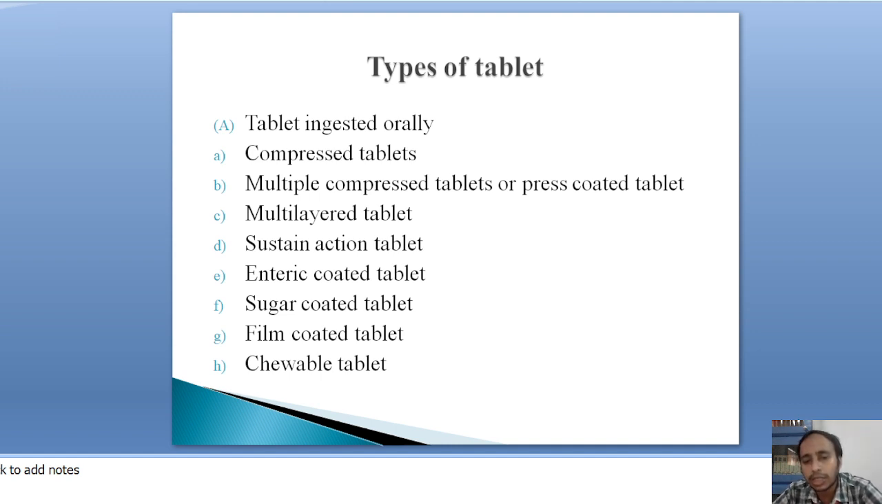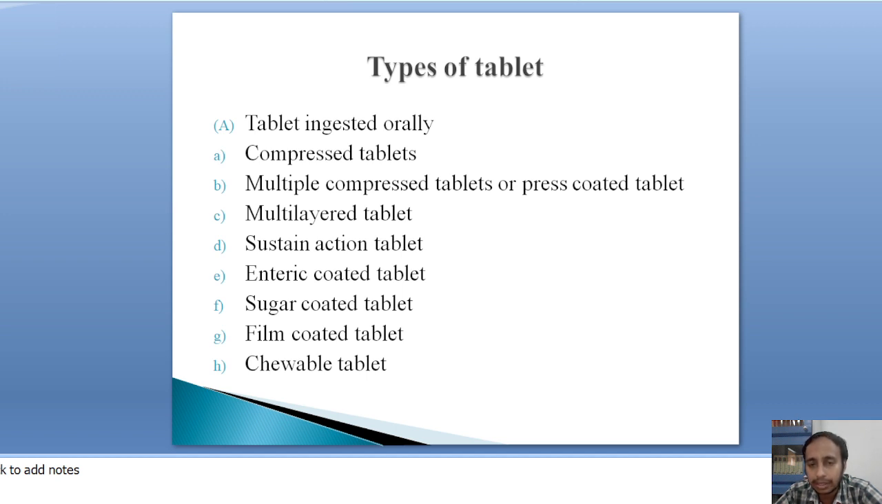Next is enteric coated tablets. This term is new for you. Enteric means intestine. So this tablet is released at the intestine. Enteric coated tablets means this coating allows the tablet to release at the intestine. We will use different types of polymers here, and polymers play a critical role. One example is phthalate polymers. These phthalate polymers help to modify the release profile of the tablet.